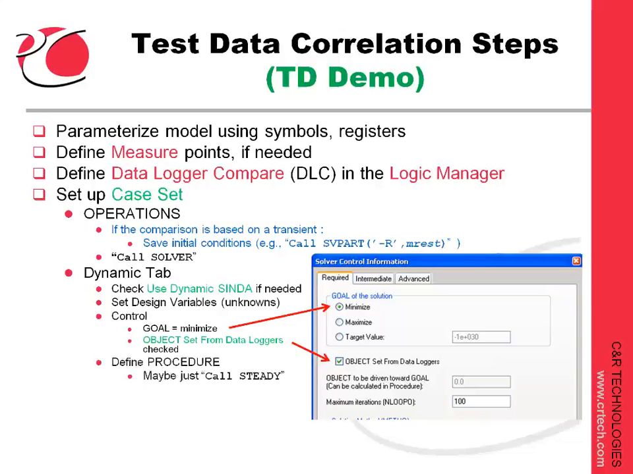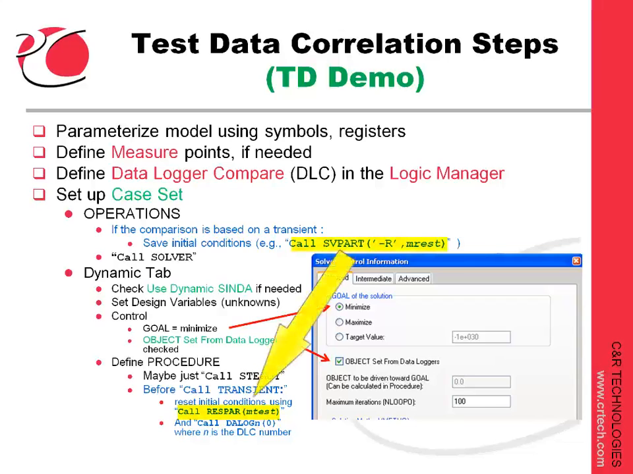The comparison procedure might be as simple as a single steady state call, but if a transient is involved, you'll need to take 2 steps before invoking that transient for each evaluation step. First, you'll need to reset the initial conditions, which brings them back from the earlier save-part call that we put in operations. And second, you'll need to reset each data logger's tally of the error so it can start from 0. Otherwise, it would carry over the error from the previous procedure.